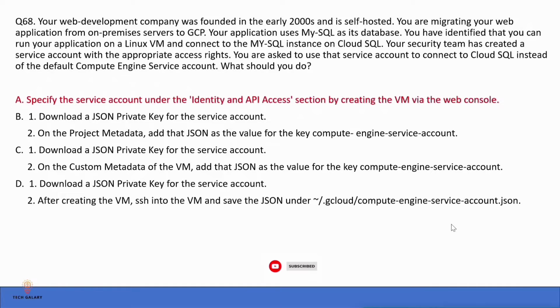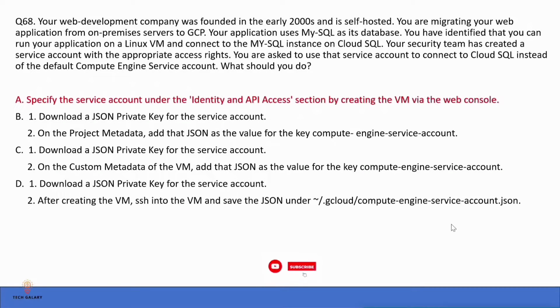Option B, download a JSON private key for the service account. On the project metadata, add the JSON as the value for the key Compute Engine service account. This option is not correct because adding the service account JSON key in project metadata will not let the VM access the credentials. Option C, download a JSON private key for the service account. On the custom metadata of the VM, add the JSON as the value for the key Compute Engine service account. This option is not correct because adding the service account JSON key in instance metadata is not secure and it should be avoided.